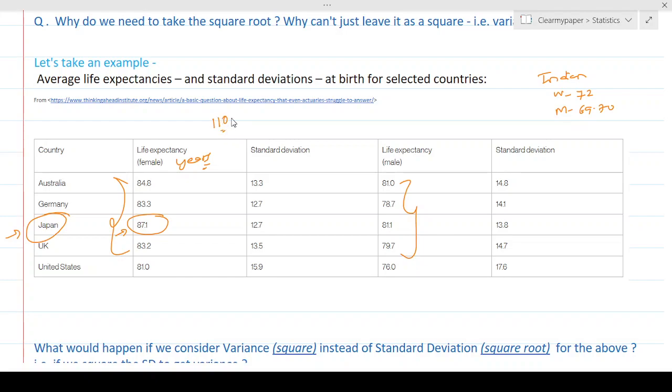Anyway, the point I'm trying to make over here is, let's take this example of why we need to have a standard deviation and why we can't just stop after calculating variance. So let's say we talk about a Japanese woman, and the average life expectancy of a Japanese female is 87.1 years, and the unit is years, okay? And the standard deviation is given as 12.7. So first, let's understand what the meaning of this is.